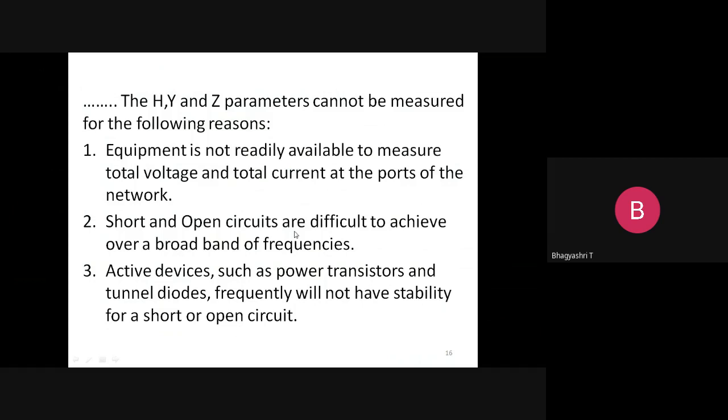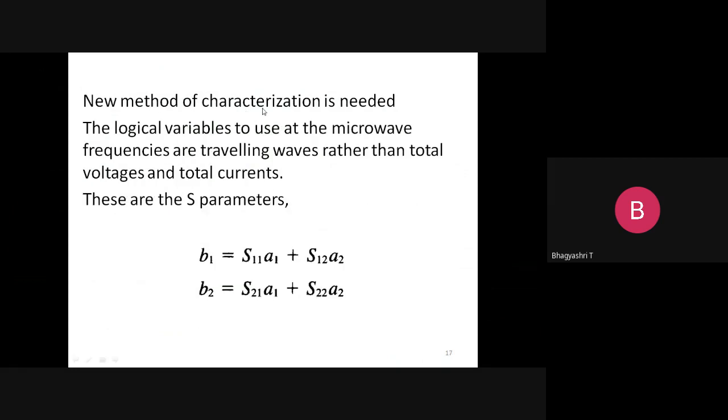So the main problem is that we can't achieve the measurement of microwave components by using short circuit or open circuit. In a concluded statement, we can't use H, Y and Z parameters for microwave. So what is the new method? Now we require a new characterization. The new parameters that we are going to use for microwave are the S parameters, or scattering parameters. Again I repeat, S parameters or scattering parameters.